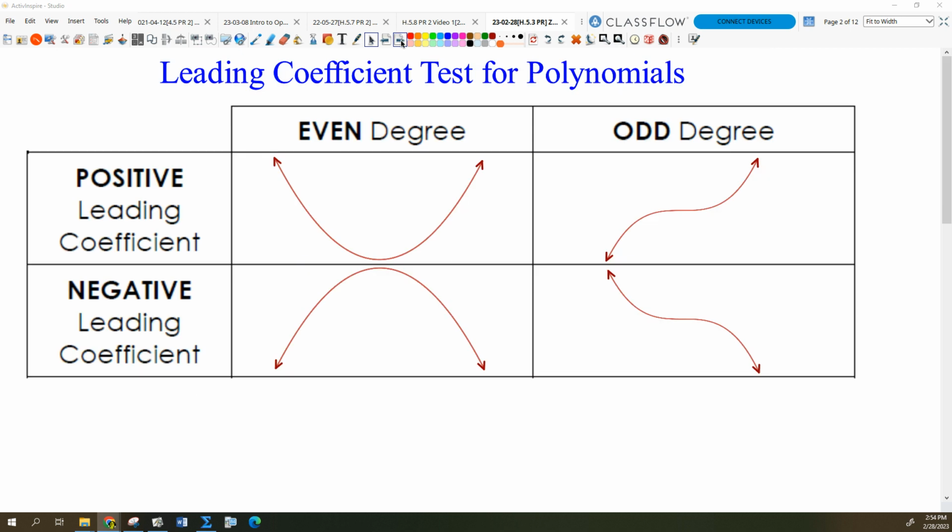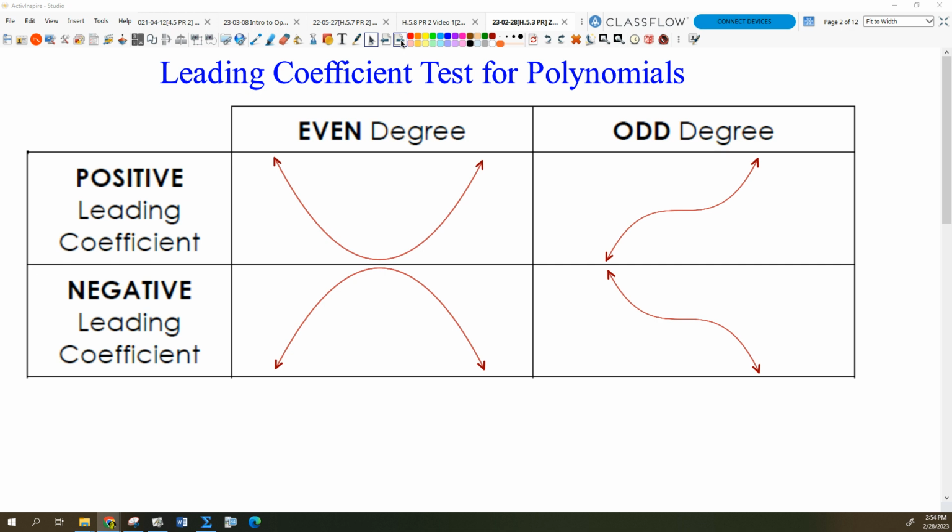We went one step further and just said something like this, right? The leading coefficient test just tells us that if the degree of the polynomial is even, and the leading coefficient is positive, we get positive even behavior. If the leading coefficient is negative, we get negative even end behavior, right? If the degree of the polynomial is odd, for a positive leading coefficient, we get positive odd behavior. Negative leading coefficient, we get negative odd behavior, right? And that's pretty simple. That gives us the end behavior very, very simply.